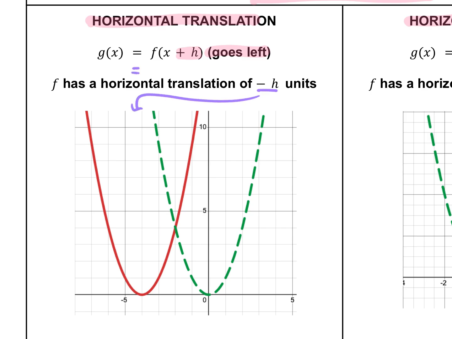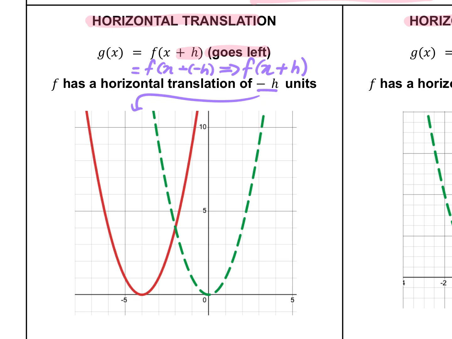So if you're going to do this one, f(x + (-h)), if you simplify this further, f(x - h), a negative multiplied by a negative is going to be positive.